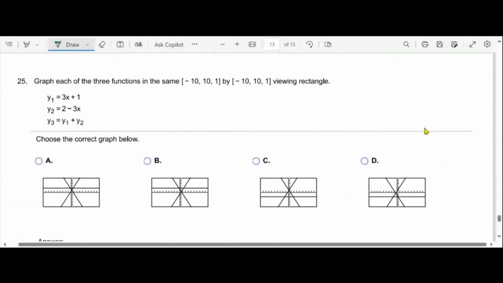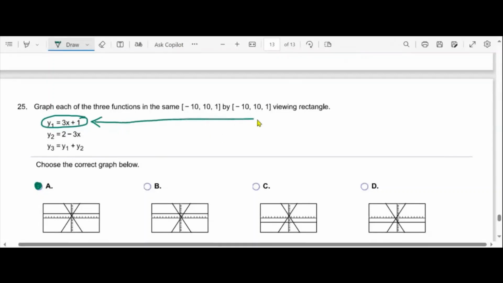Number 25. Graph each of the 3 functions in the same viewing rectangle, [-10, 10, 1] by [-10, 10, 1]. Choose the correct graph below.